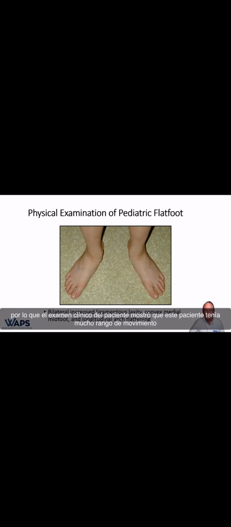So clinical examination of the patient showed that this patient had a lot of range of motion in the subtalar joint and mid-tarsal joints; in other words, he had increased ligamentous laxity. He also is noted on standing to have what we call a convex medial midfoot. A normal foot will have a straight line from the medial heel to the medial first metatarsal head, but you see how there's a convexity of the medial midfoot, not only in the left foot, but also in the right foot. And this is a key marker of patients with pediatric flat foot deformity.